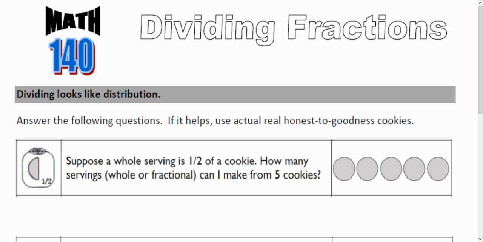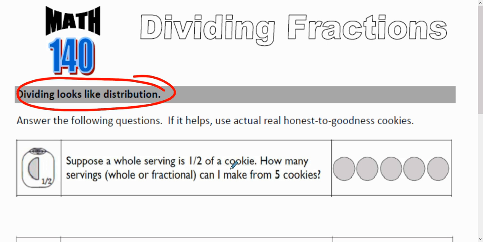All right, so we have multiplied. It is time to divide, and I gotta tell you, dividing looks like distribution. In the same way that when we divided 15 by 3, we made 3 piles of 5, and we said 15 divided by 3 is 5. The same sort of thing happens here.